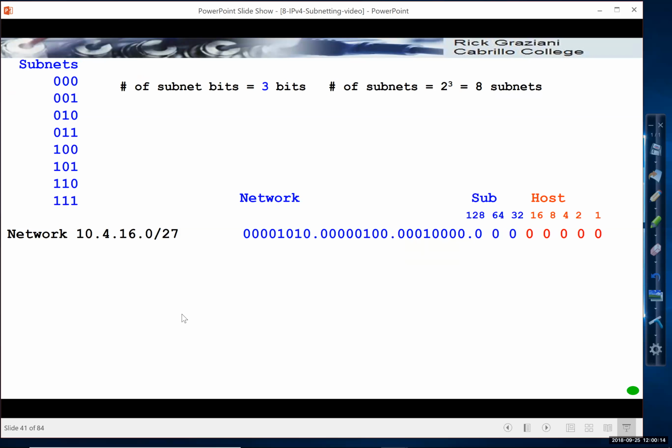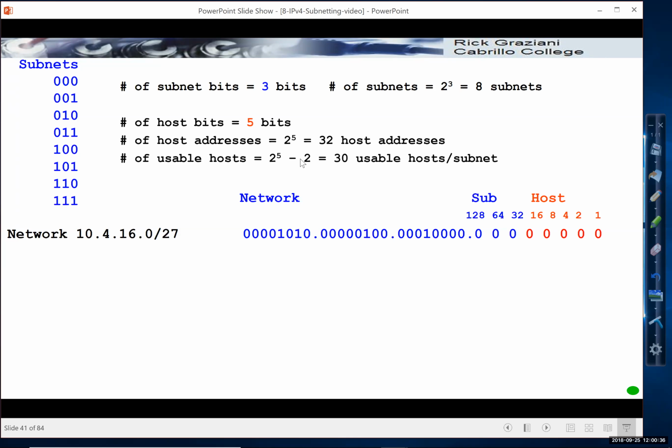I wanted to see what are all the subnets I have. Let's take a look. Again, we have 3 subnet bits, 3 zeros to 3 ones. That gives us 8 subnets. We said we had a total of 5 bits for the host left over. 5 bits. That's 2 to the 5th, 32 total host addresses. Of course, we can't use 2 of them. The network and the broadcast can't be assigned to devices. So 30 usable hosts per subnet, but we have 32 host addresses.